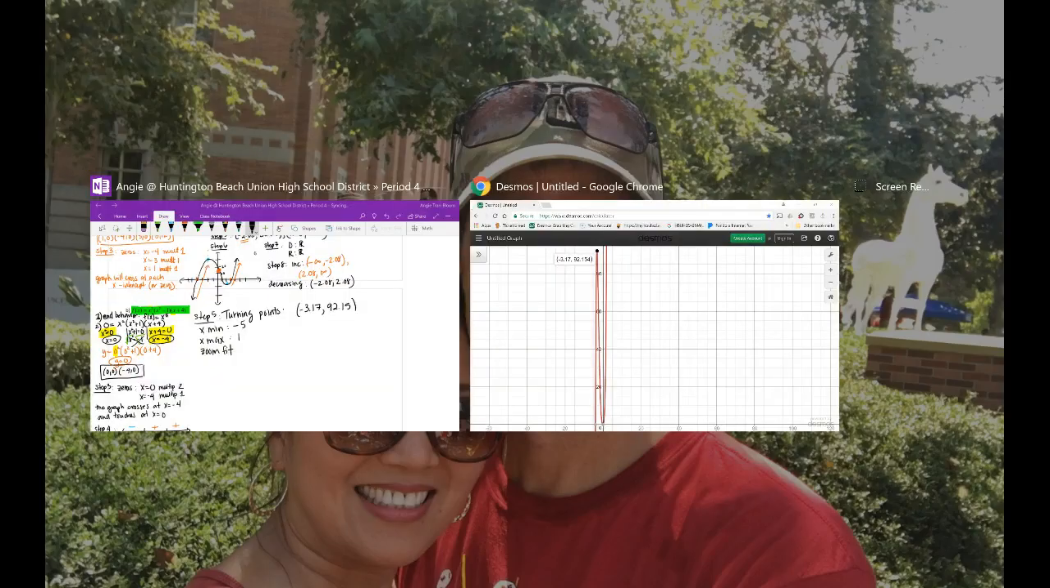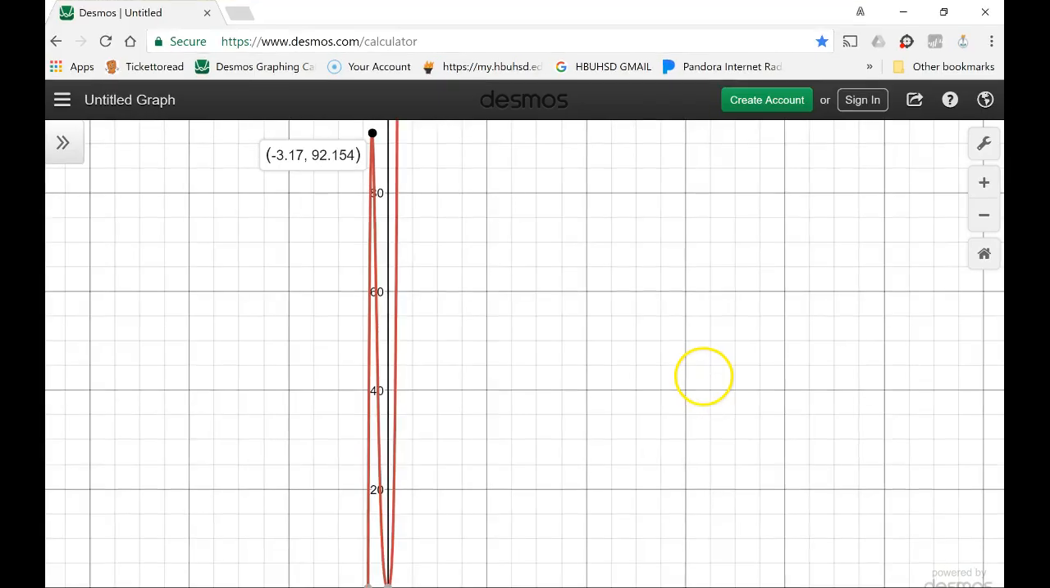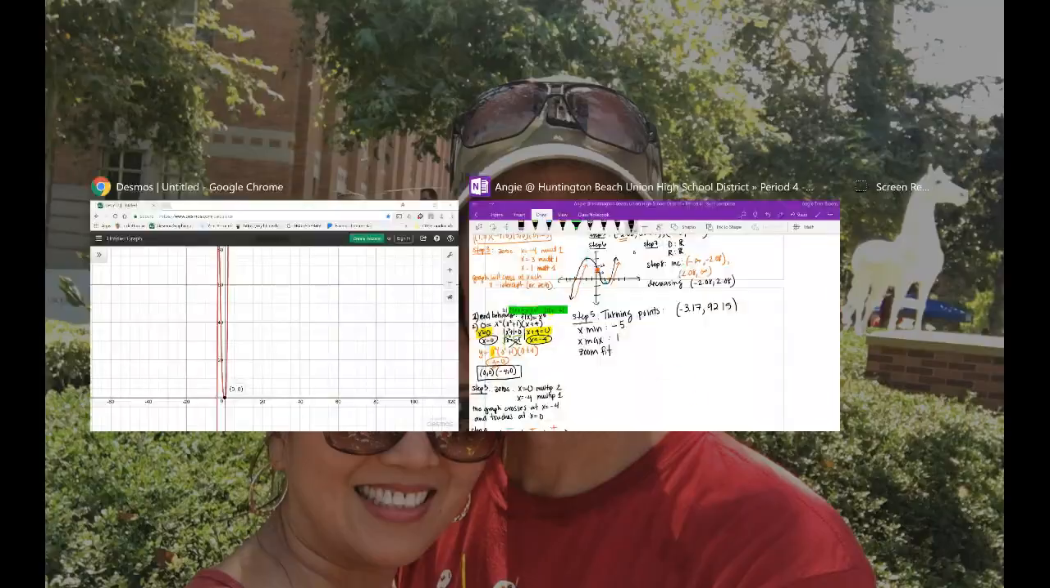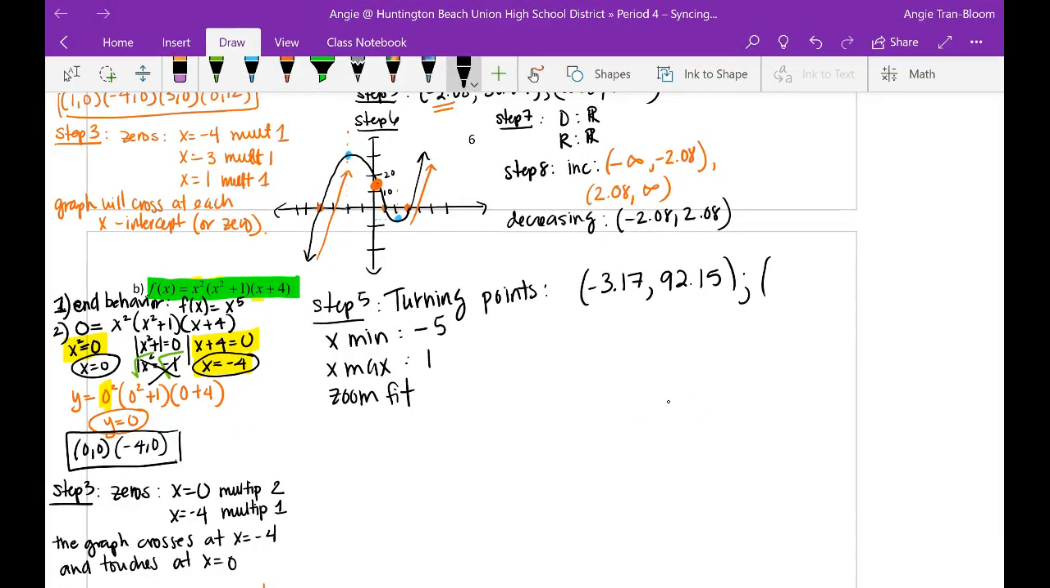-3.17, 92.15. Great. And then my second turning point is right here in the bottom. So it's 0, 0. Beautiful. That's even easier. So I have 2 turning points. Okay, 0, 0. So those are them.